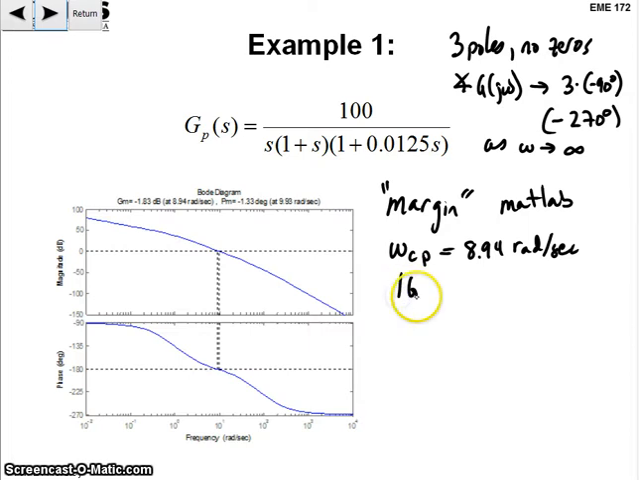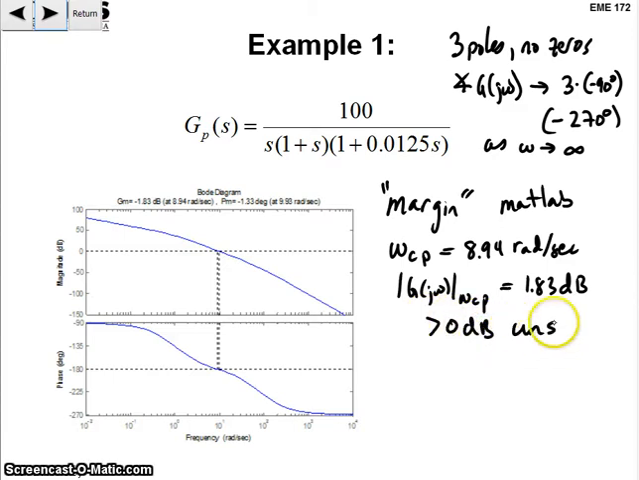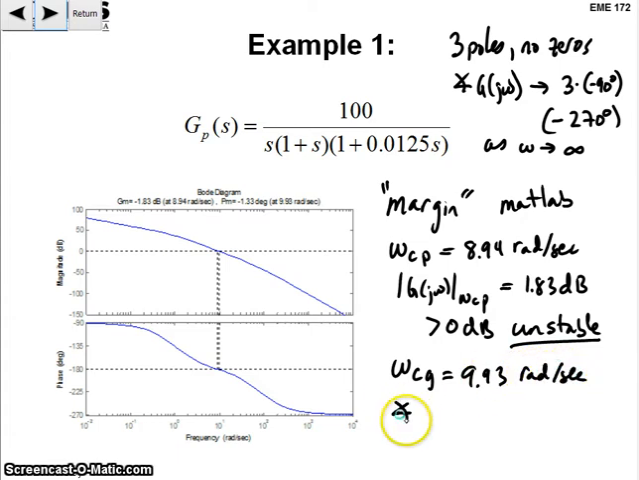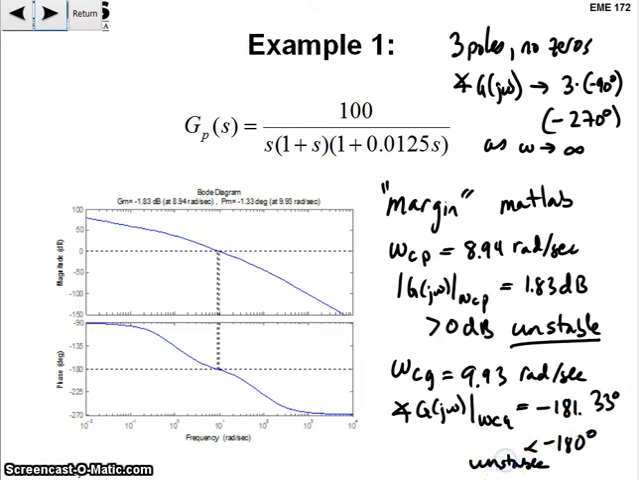And the gain at that frequency is 1.83 dB, and that's greater than 0 dB. So this thing is unstable. Okay, this plant is unstable. And the gain crossover frequency is this little dotted line. It's awfully close here. It's 9.93 radians per second. And the phase there is minus 181.33 degrees. And that is more negative than minus 180 degrees. So again, we see it's unstable. The phase margin here is actually a negative number.